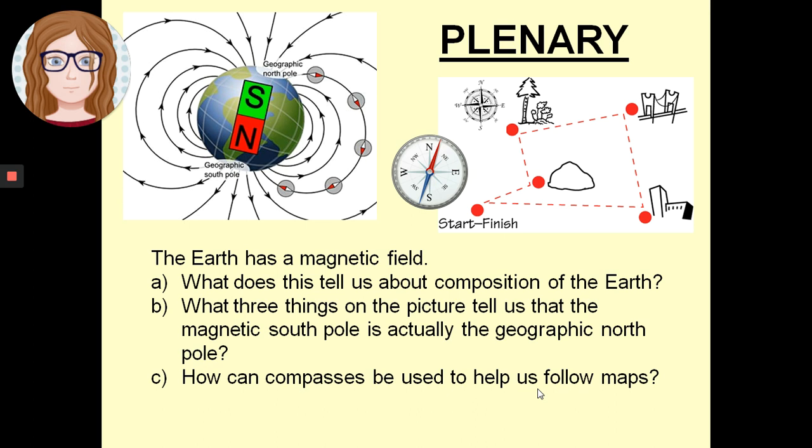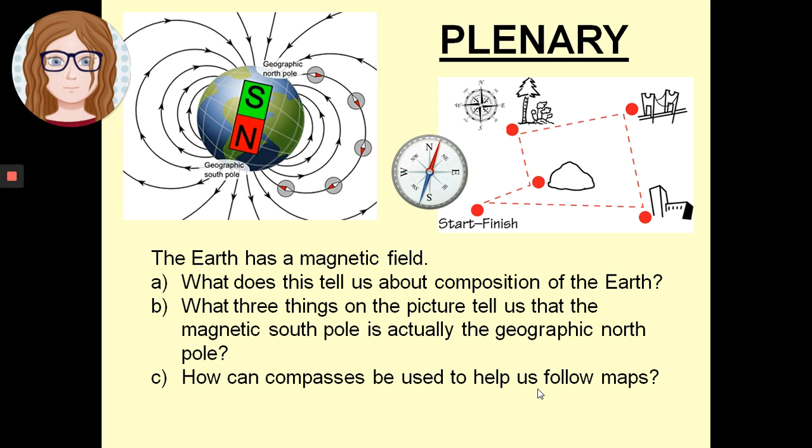Right, let's see what we know so far then. The Earth has got its own magnetic field. That's how we can use compasses to navigate around. The compasses point north, and then we can work out which direction we need to go. But what does that tell us about the composition of the Earth? What must the Earth be made out of?